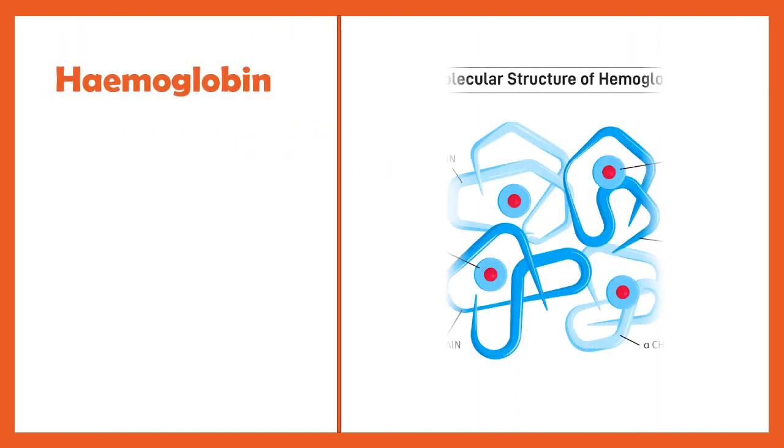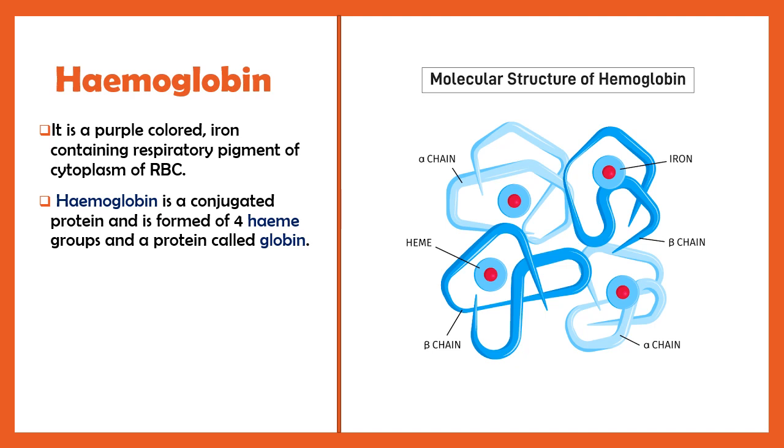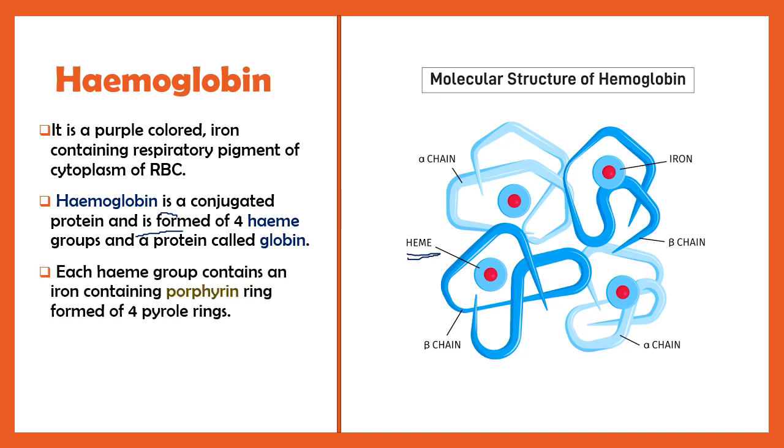Now let's discuss the molecular structure of hemoglobin. Hemoglobin is a purple colored iron containing respiratory pigment that is present in the cytoplasm of RBCs, right? Hemoglobin is a conjugated protein that is formed of four heme groups. Here we can see the heme group, and there are four among them. Each heme group contains an iron containing porphyrin ring. Here we can see this. These porphyrin rings are formed of four pyrrole rings.